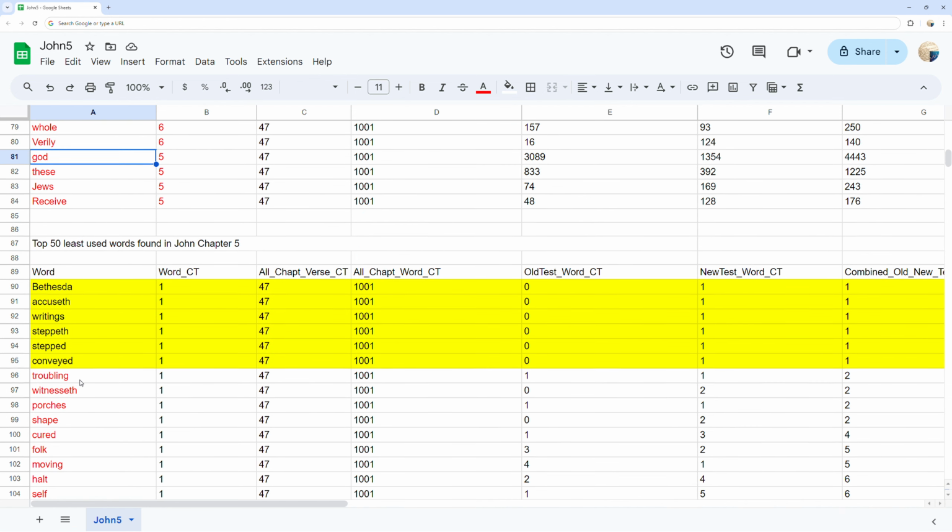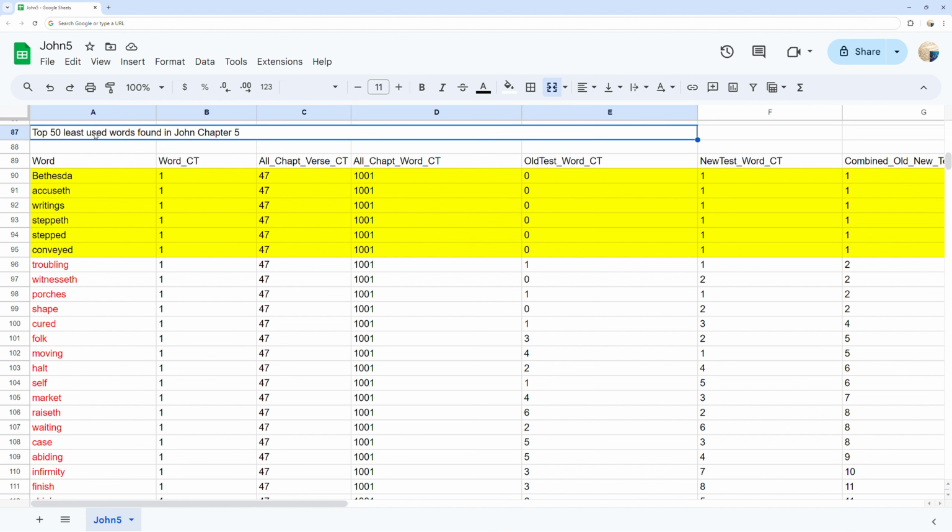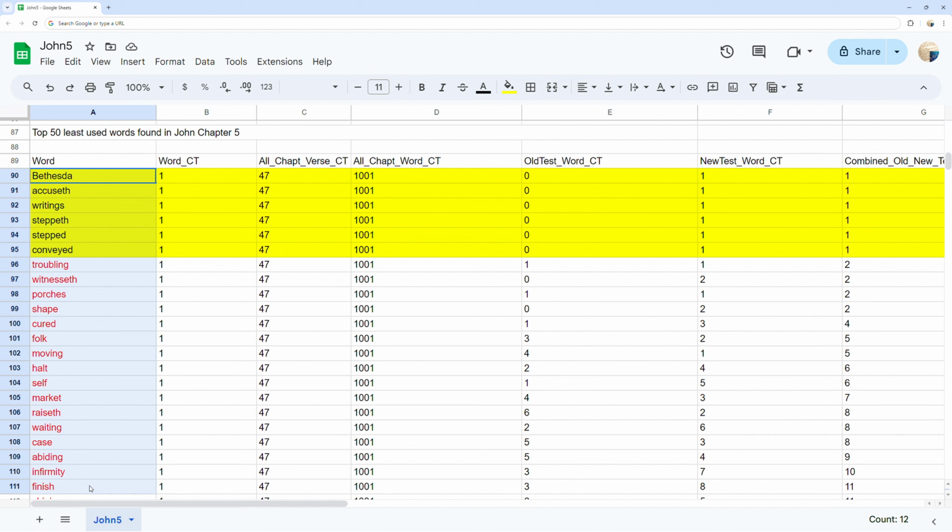Top 50 least used words found in chapter 5. You can see the least frequent words in John chapter 5 and the word count for each. As well, you can compare that to the total times those words are used in the whole of each Old Testament, New Testament, and both Old and New Testaments.